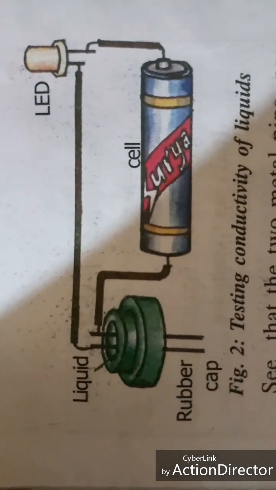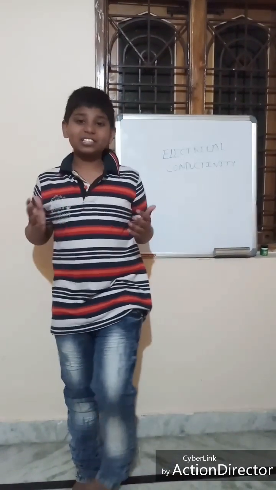Now join the free ends of the pins together by pressing them for a moment and make sure that the LED glows. Release the pins, they get separated and the LED should not glow. This becomes our tester. We will use this tester to check the conductivity of liquids. Fill the rubber cap with different liquids one after another, and in each case check whether the LED glows or not.